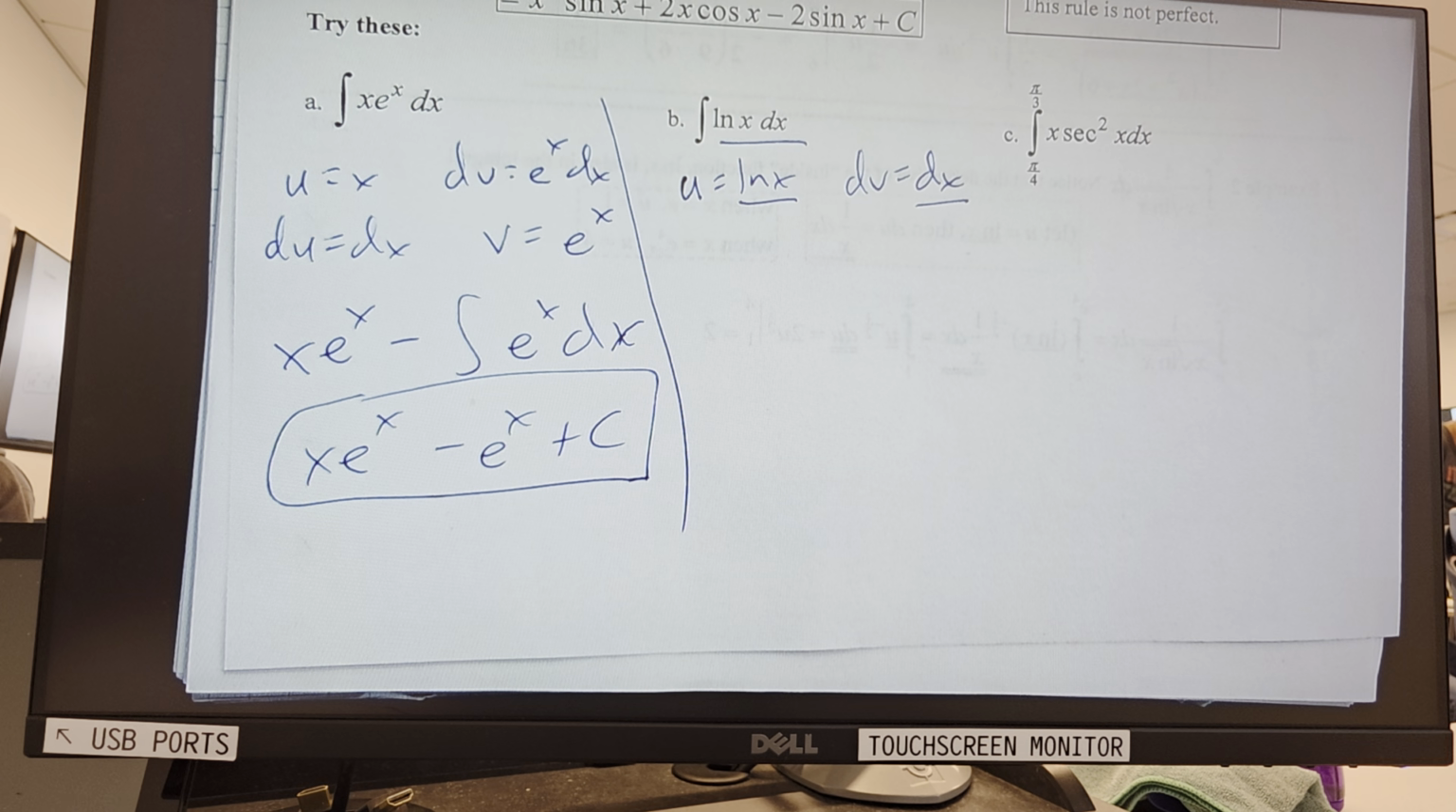You just put u. So it should be an x in front. uv minus, right? So uv is x times ln x. That should be right there. This literally just says whatever u is, whatever v is, multiply them and write it, and minus the integral. Just following this one.